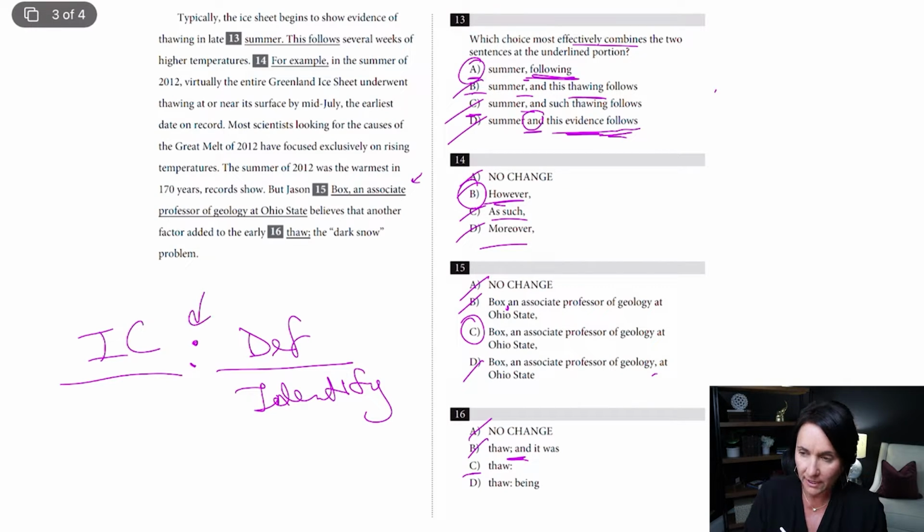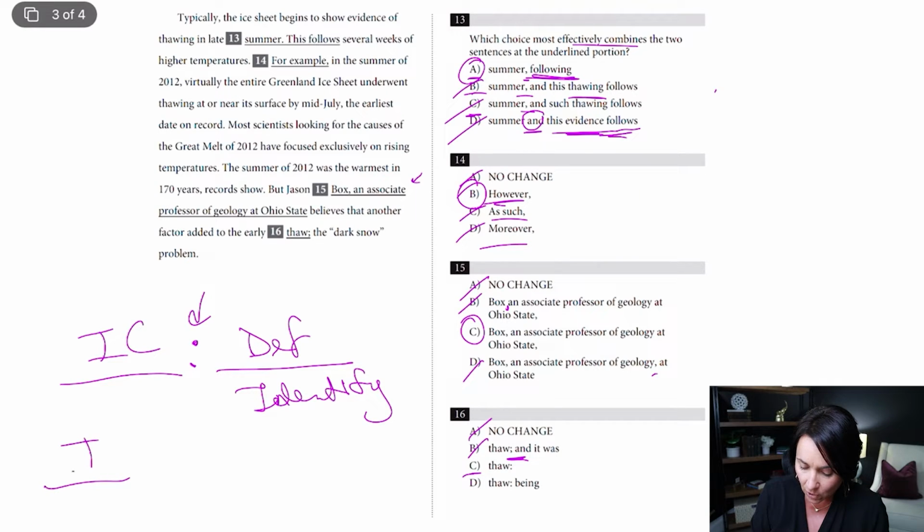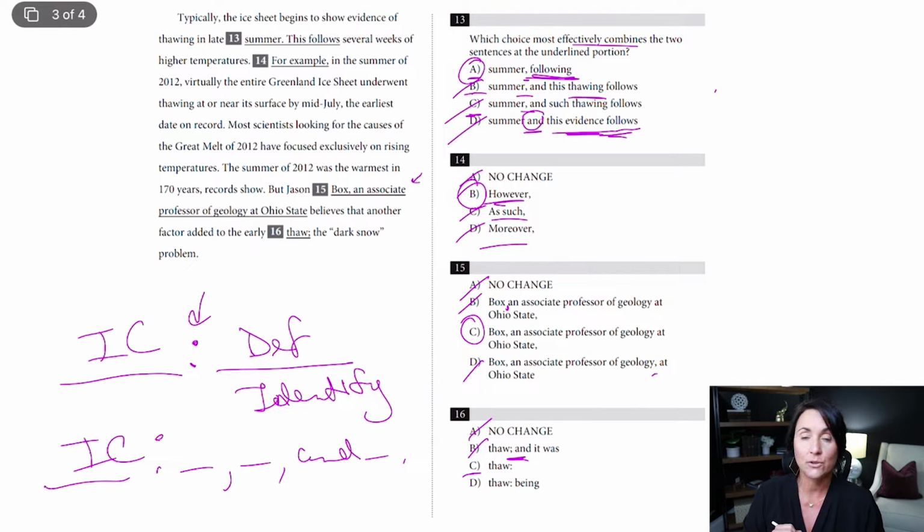Now, this is kind of an effect of a colon, a really good effect of a colon when you're writing. Basically, we're saying, what is the factor that added to the early thaw? The dark snow problem. This colon here basically says, I'm about to tell you what the early thaw problem was. And it tells you there. So you can do an independent clause, colon, and a definition, which is what is going on here. Or you could do an independent clause, which means it can stand on its own, and then a list. That's how you can use a colon.